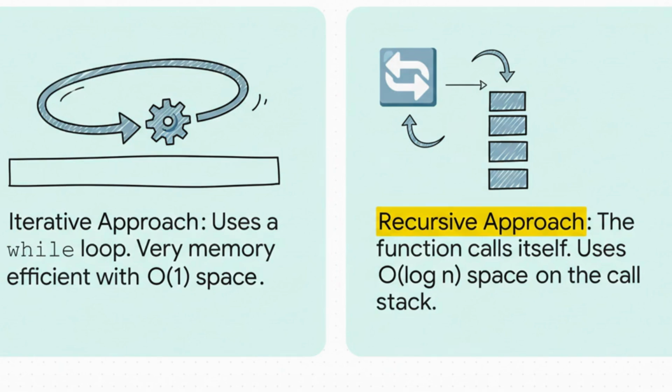The recursive approach is a little more elegant, maybe? The function literally calls itself, but with a smaller piece of the array each time. The trade-off is that it uses a bit more memory on what's called the call stack. Honestly, most of the time, that iterative loop is the more practical choice.